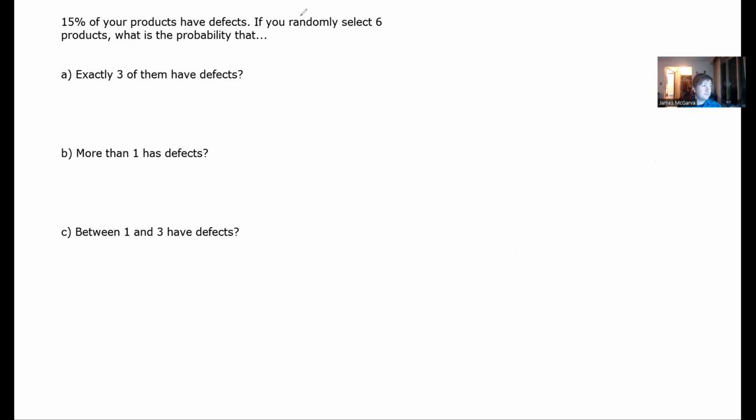So if 15% of your products have defects and you randomly select 6 products, what is the probability that exactly 3 of them have defects, more than 1 has defects, between 1 and 3 has defects? In this case, we are going to answer all of these by just looking at a table. There's a table on your formula sheet that will have all the information you need.